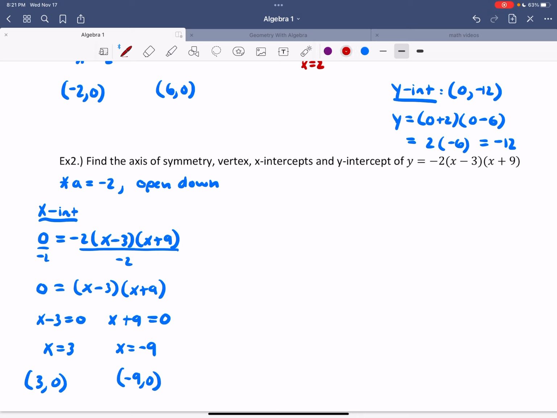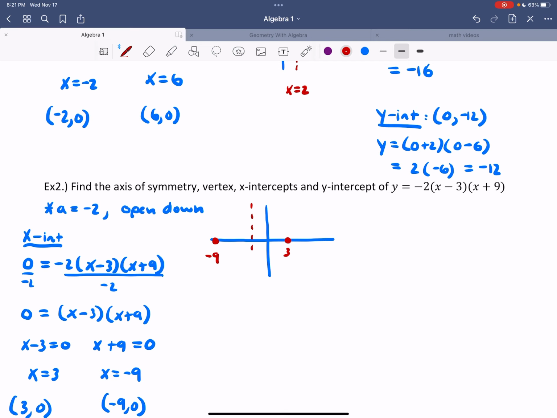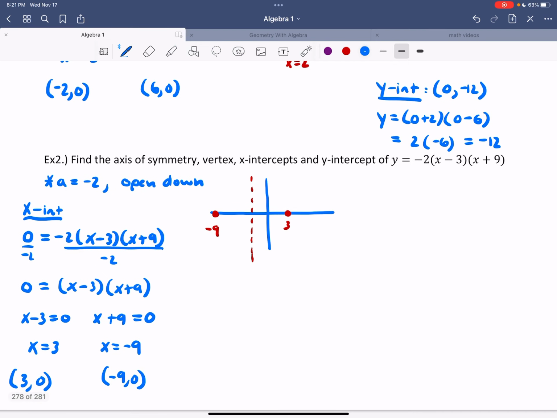Now, again, you might be able to visualize this better than me, but I like to see it, so I'm going to draw just a rough sketch of a coordinate plane, and I'm going to put one x-intercept at (3, 0), and I'm going to put one at (-9, 0). Because what I want to try is to find the midpoint to find my axis of symmetry. So I abbreviate axis of symmetry AOS, okay? So my axis of symmetry is going to be x equals something. So I need to find the x value that is halfway between negative 9 and 3.